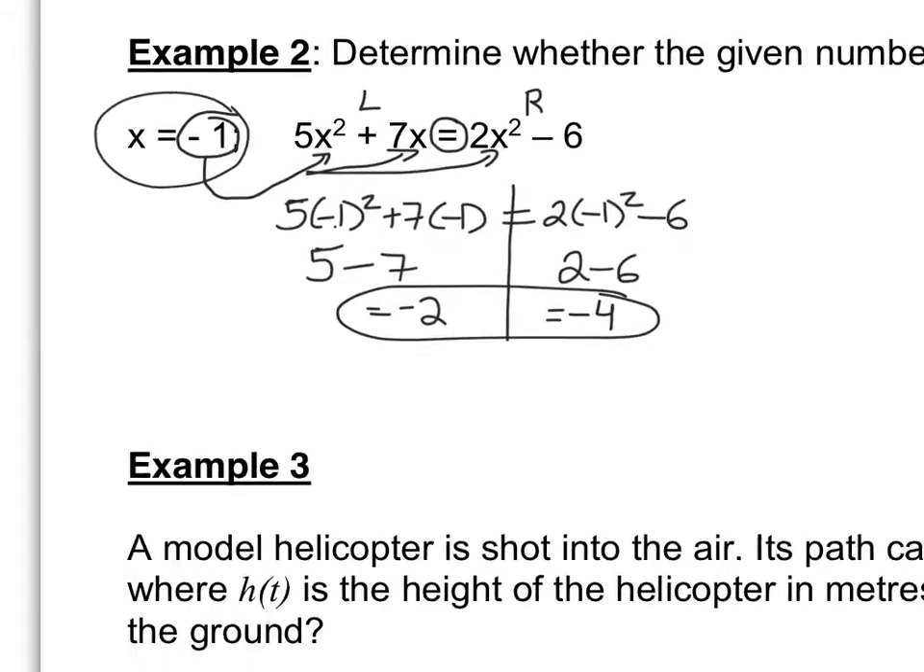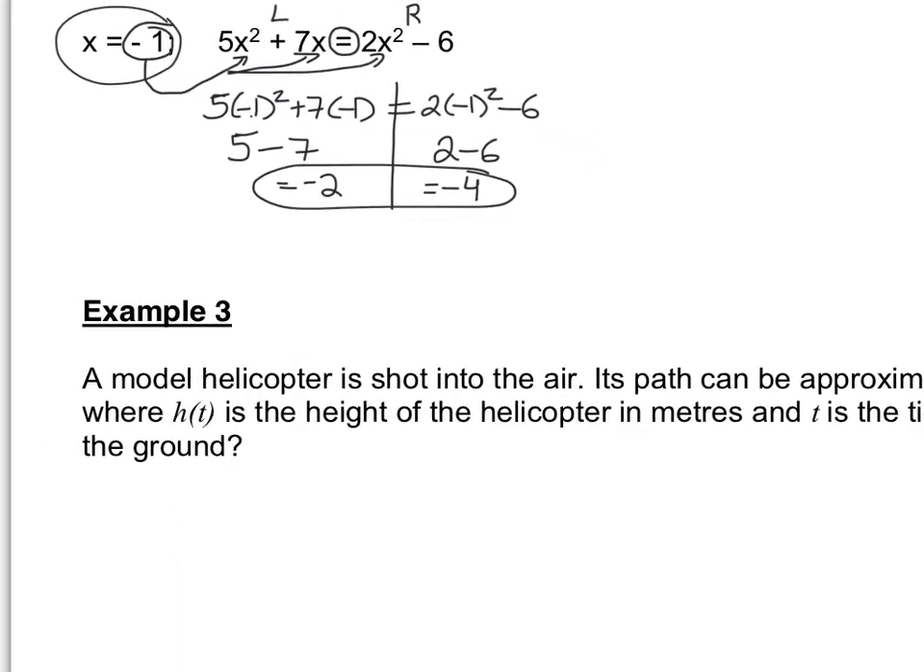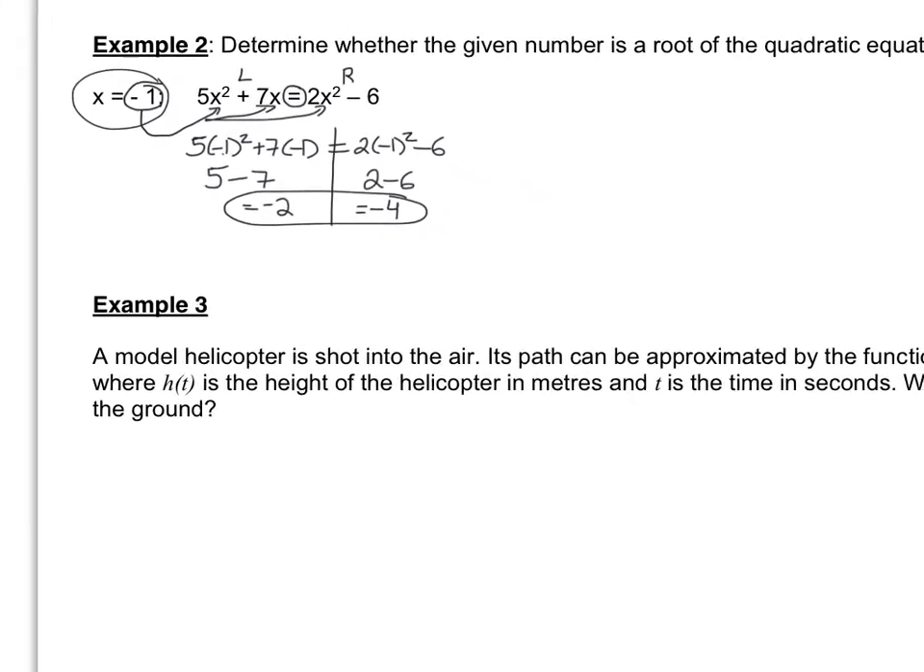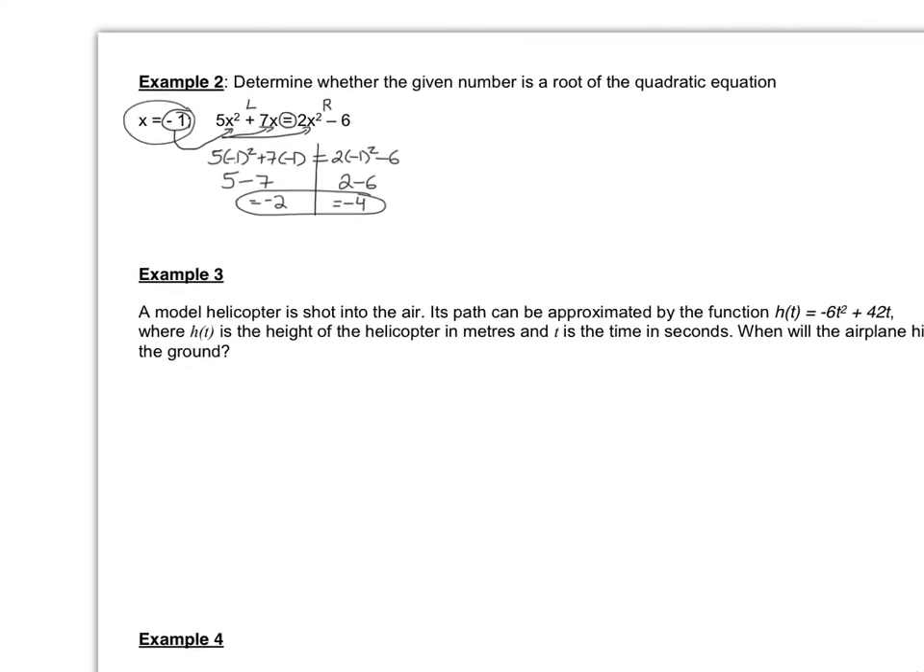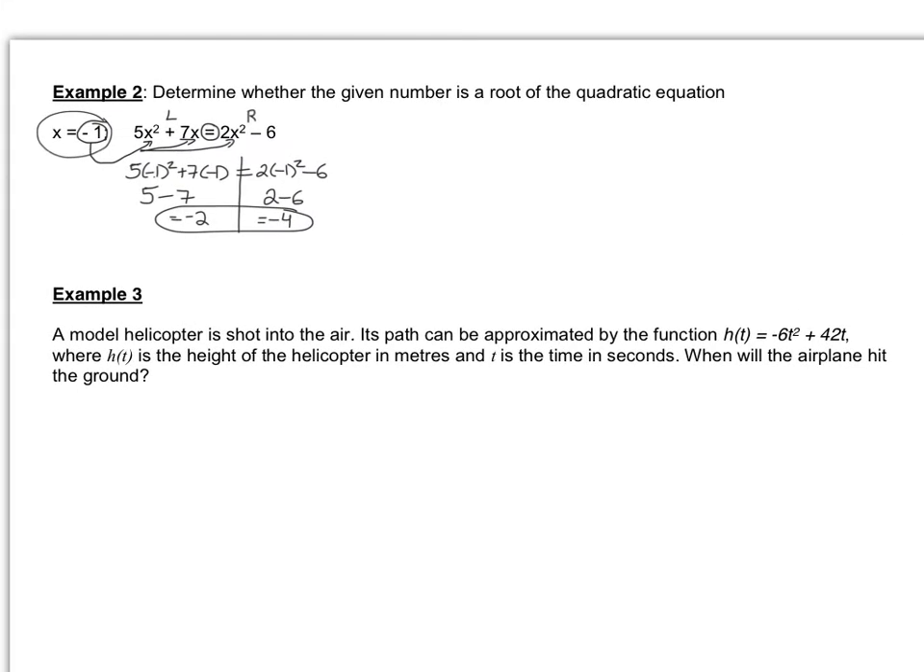Now looking at the next example of a word problem, we'll find many of these in our textbook. Something going up, something going down, how long did it take, when did it hit the ground. So in this example, I've got a model helicopter which is shot into the air. Its path can be approximated by this function, negative 6t squared plus 42t. Of course, h is the height in meters, t is the time in seconds. When will this helicopter hit the ground?